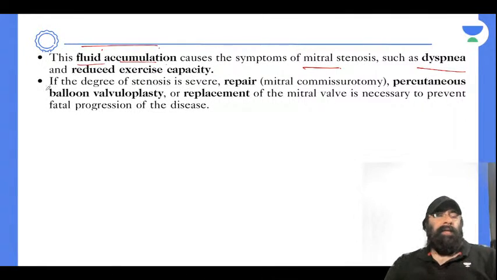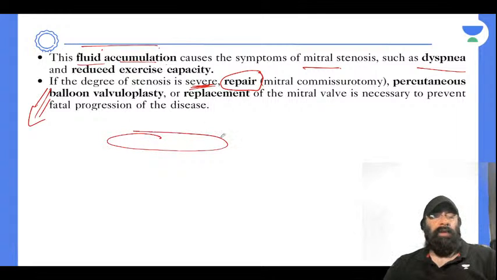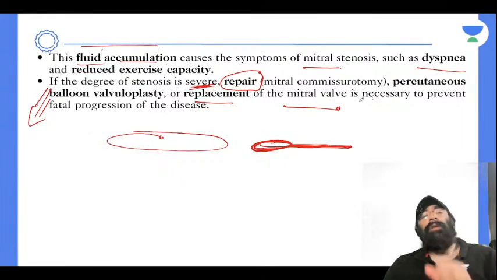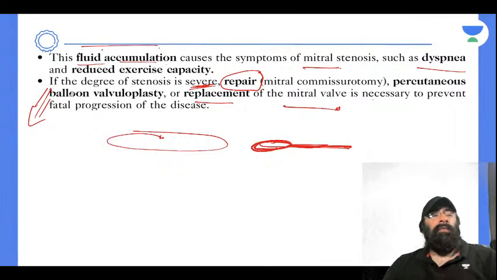Now, if the degree of stenosis is severe, then in that case there is an option of repair, where we do either a commissurotomy. That means if the mitral valve is not opening properly, if it is closed and then opens only a little bit, you can do a commissurotomy, or you can insert a balloon, and balloon valvuloplasty can be done percutaneously, or you can replace the entire mitral valve, which can be necessary to prevent the fatal progression of disease. Now, what is the fatal progression of disease?